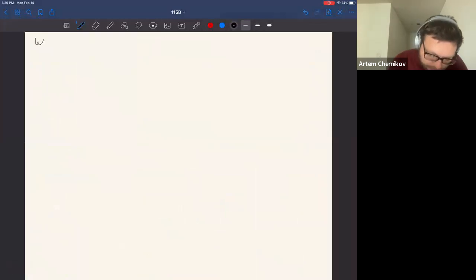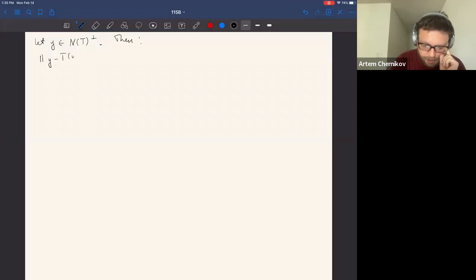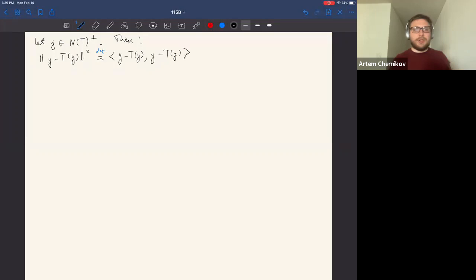So now let y be an arbitrary element of the orthogonal complement of the null space of T. And we want to show that this belongs to the range as well. Okay, so take y like this. Then let's look at the norm of y minus T of y. Let's look at the square, so we don't have to take square roots when we work with the inner products. By definition, this is just the inner product of y minus T of y with itself. It's just the definition of norm.